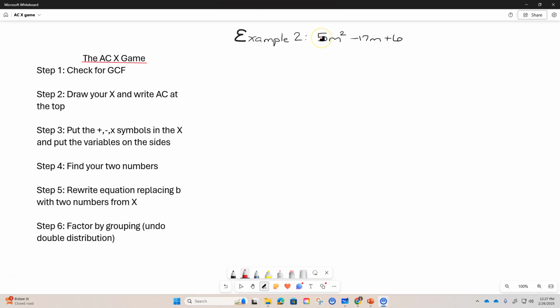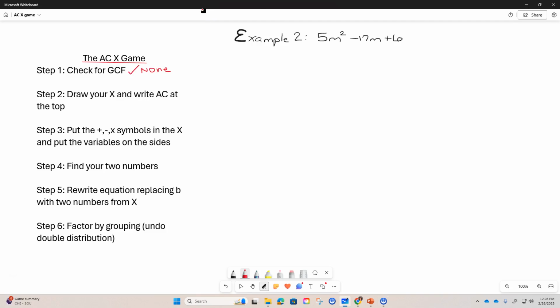5 is prime, 17 is prime, and 6 is not. So there, and this one does not have an M, so there is not a GCF that will come out of all of those factors, all of those coefficients. So step number 1, we can check that off and say that there was none.